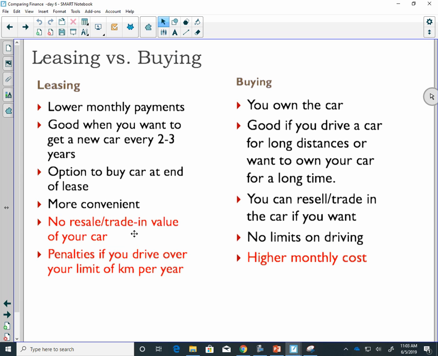Advantages to buying: you own the car, right? If you want to put on the fancy rims or the fuzzy dice on the rearview mirror, you could do that. You could put in your own stereo. Do you need to write all those down? If they give a question like that, it's going to say give one advantage and one disadvantage. As long as you have one or two, you're good.